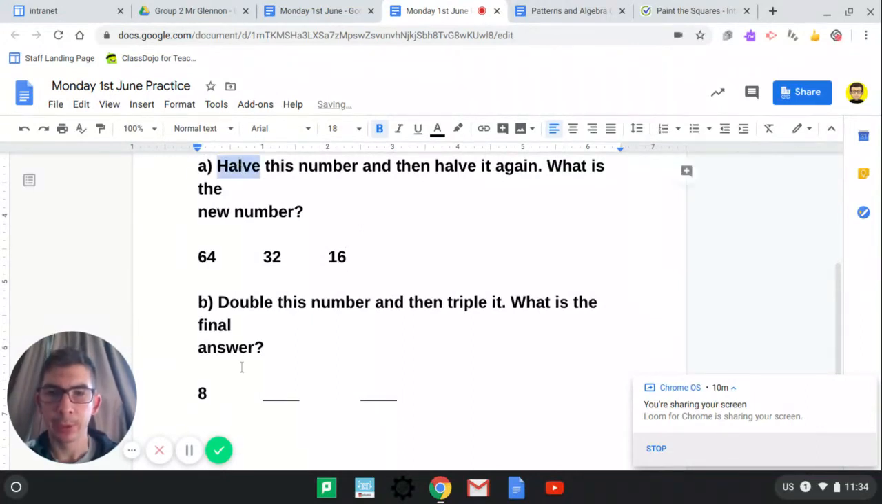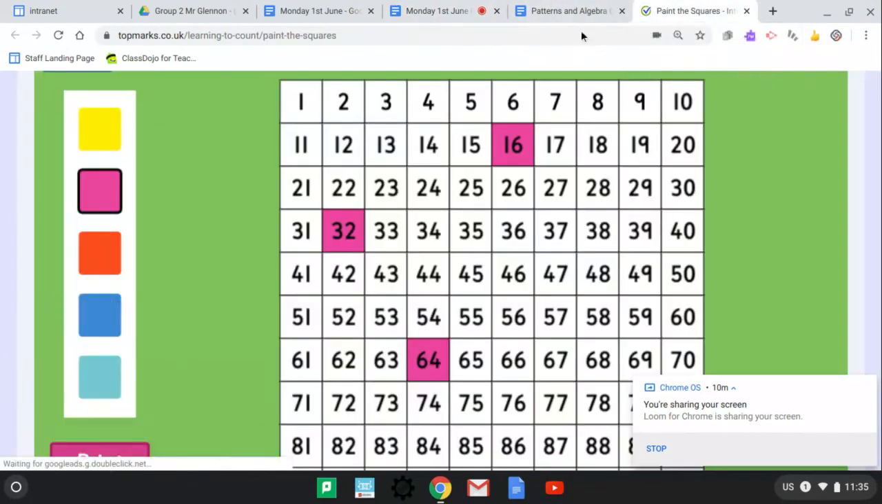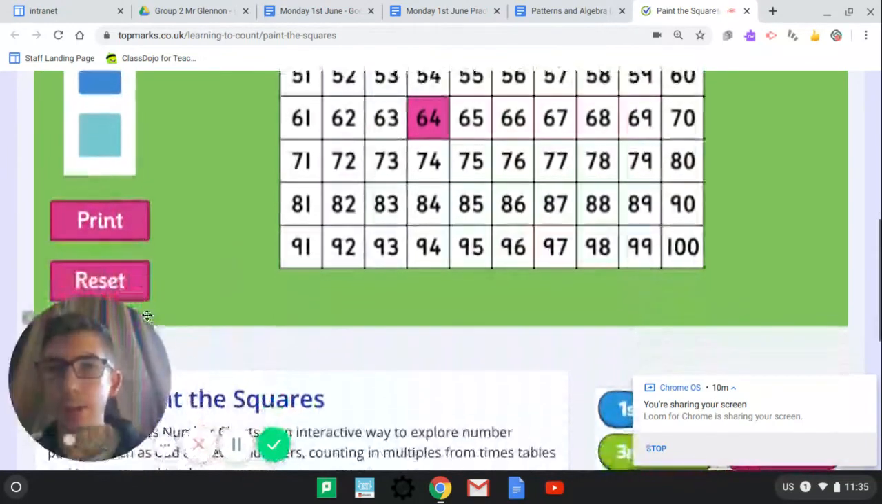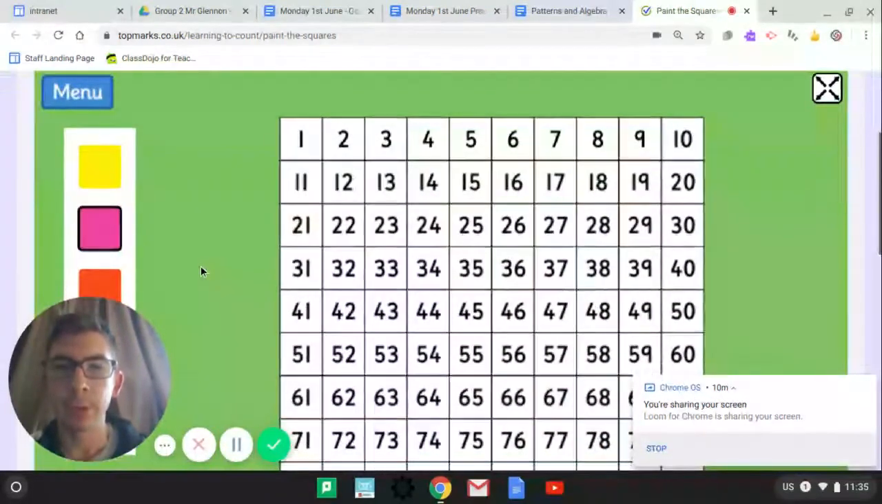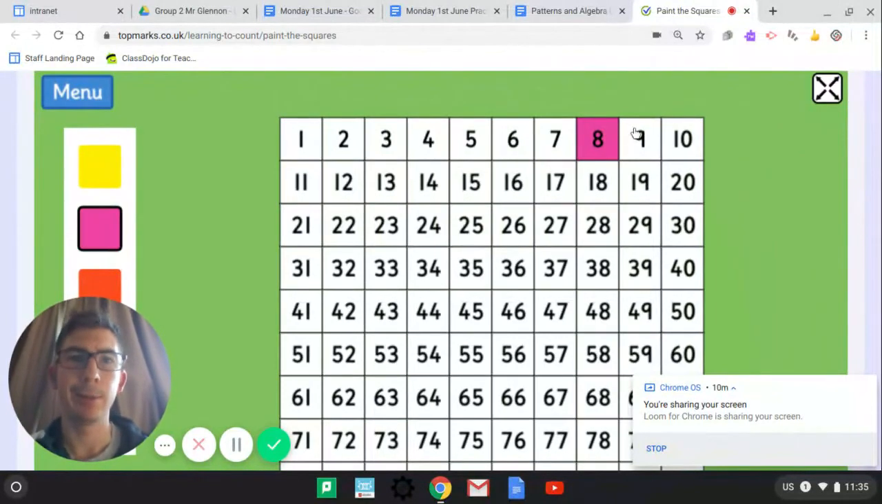We were dividing by 2. Now we are doubling and then tripling. Right? Double is times by 2, and triple is timesing by 3. I'm starting with 8. I'm going to double that. Easiest way to double something: you have 8. Someone says double 8. You go, okay, no problem. I take 8 and I add on another 8. 8, add 8. 1, 2, 3, 4, 5, 6, 7, 8. So 8 doubled is 16.